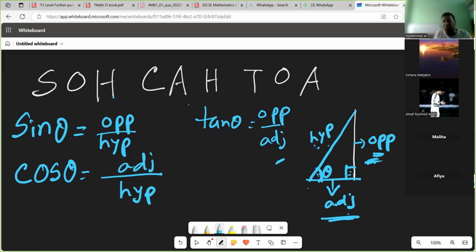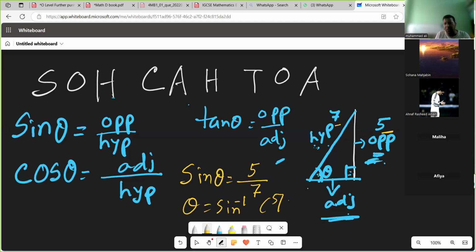To find out unknown sides, like if you have this side 5 and this is 7, and you want to find the angle, sine theta, you have to use sine theta. Why? Because you have opposite and hypotenuse. So sine theta is opposite by hypotenuse. Opposite is 5, hypotenuse is 7. To find the angle, theta equals sine inverse 5 by 7. In this way, we can find the angle. So from the right angle triangle, we have to remember these things.